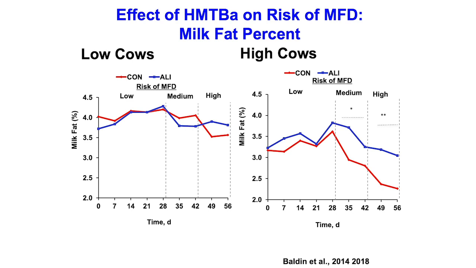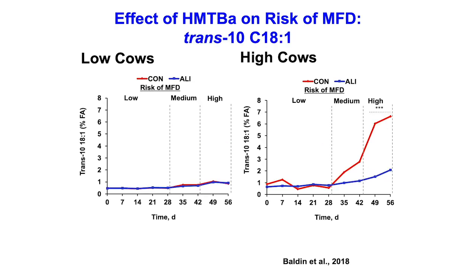Our high producing cows, when we go to the medium and high risk, our control cows are dropping rapidly while our HMTBA cows are maintaining higher milk fat. And this was a 0.7 percentage unit difference in milk fat at the end of the experiment. And when we look at our trans 10 isomer, we see the same thing, that the low producing cows never have a big increase in the trans 10 isomer. These high producing cows have the shift to the trans 10 isomer.